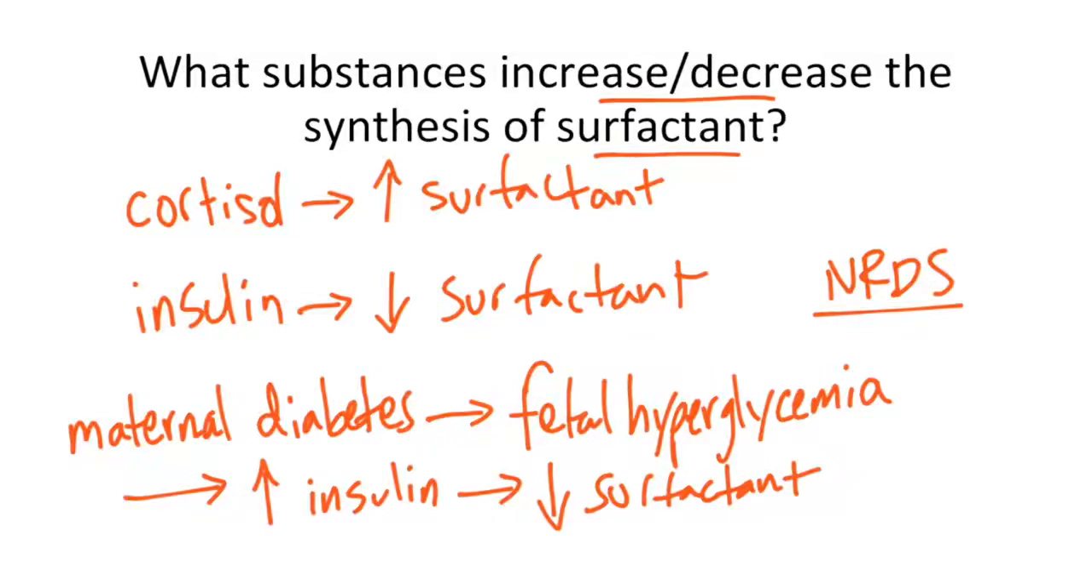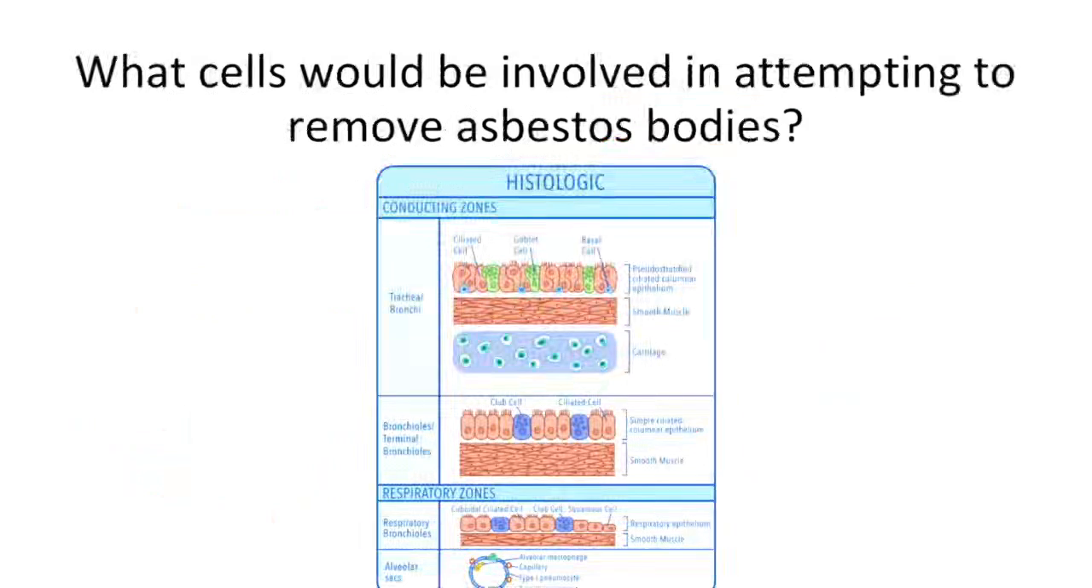Okay, let's do another question. What cells would be involved in attempting to remove asbestos bodies? Recall that asbestos are naturally occurring fibrous-like minerals that were once commonly used for various construction projects as well as other purposes. We now know that asbestos is toxic and can cause severe lung damage.